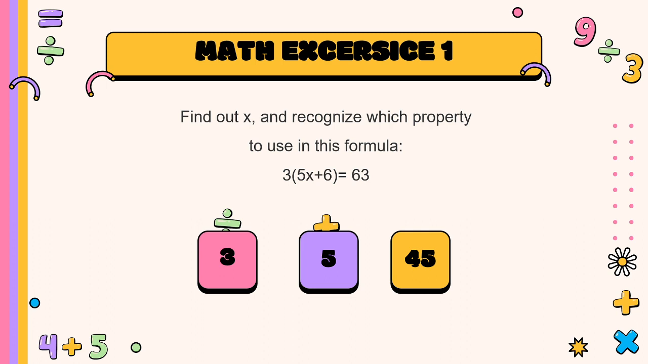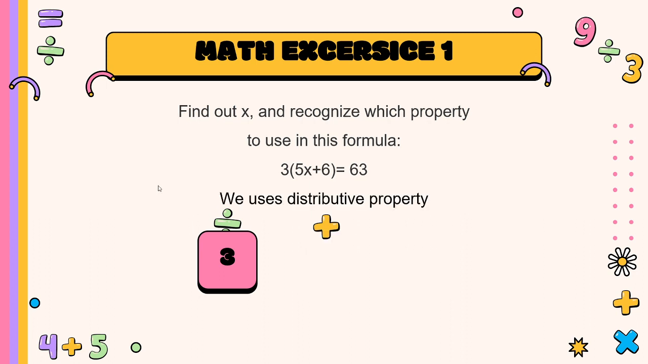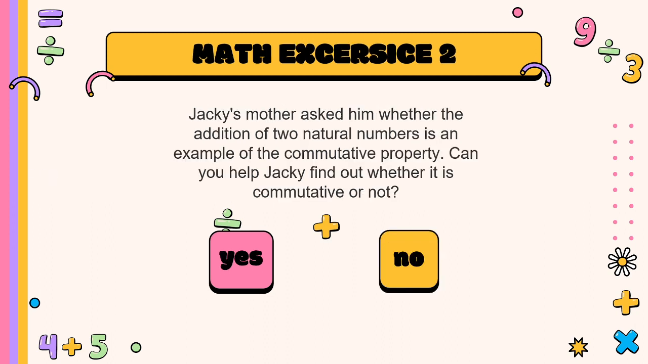So we know that 15x plus 18 equals 63. Now we turn it into 15x equals 63 minus 18, and 15x equals 45. So we know that x equals 3. Good job. Next, math exercise number 2.